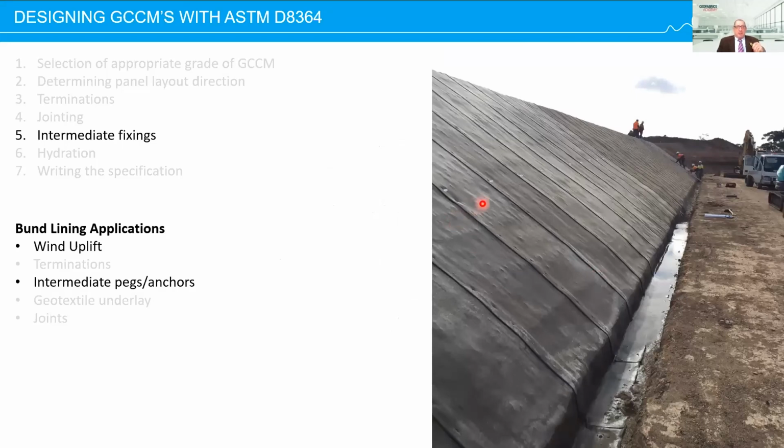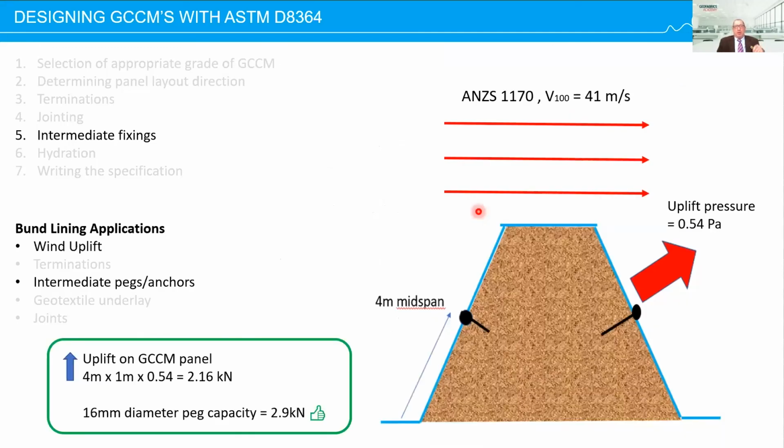Intermediate fixings to resist wind uplift. Now, we'll take a little bit of time to get into this, not too much longer though. Wind uplift is determined by the structural engineer on the job. Basically, they go to the Australian New Zealand Wind Loading Code 1170, and based on their design criteria and the geographical location of the structure, they can determine for a one in 100 year design speed, wind velocity, they use 41 meters per second.